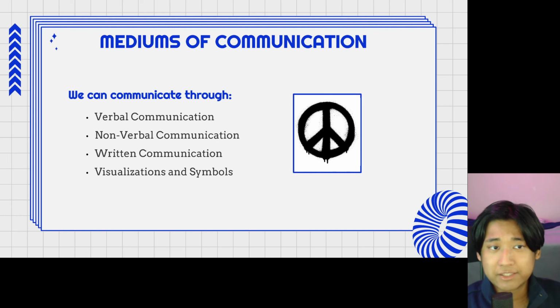The fourth and last type of medium of communication is visualizations and symbols. Now, to me, this symbol means peace, but to others, it can mean something totally different. That's why, when you're communicating through symbols, you have to know your audience.